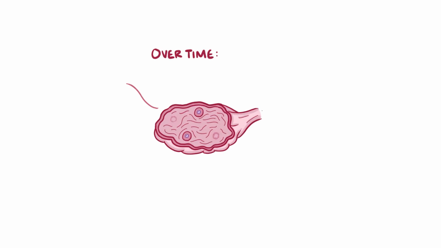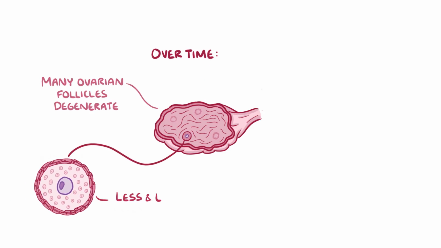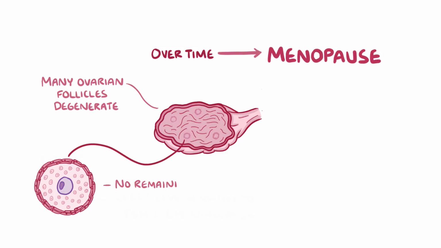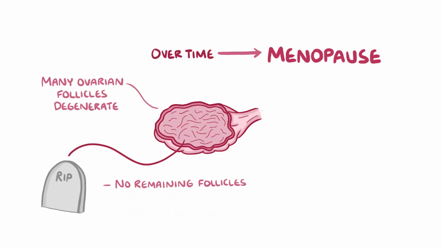Over time, many ovarian follicles degenerate, and the ones that remain become less and less sensitive to FSH and LH. This goes on until menopause, when there are no remaining follicles that respond to gonadotropins, and that causes the menstrual cycle to cease entirely.